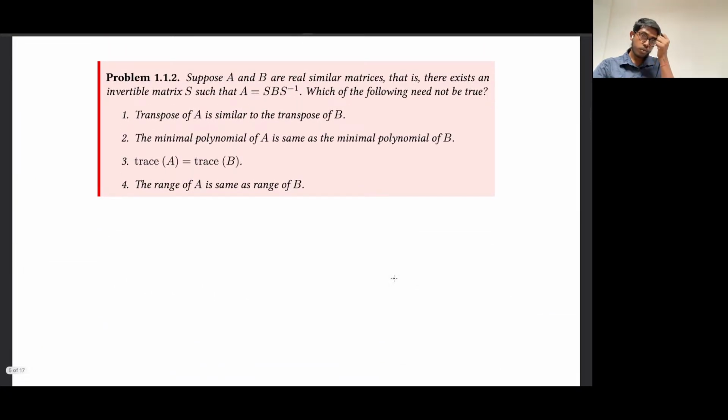Yeah. So suppose A and B are real similar matrices. That is, there exists an invertible matrix S such that A equals S B S inverse. Then which of the following need not be true? Okay. So any thought about this problem?